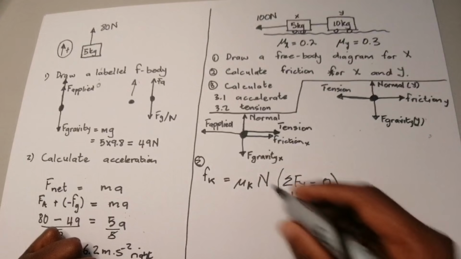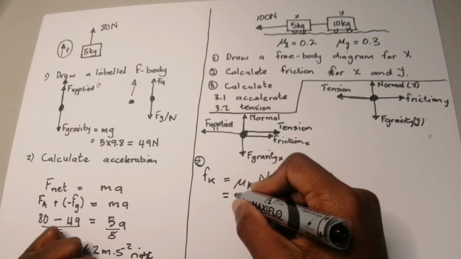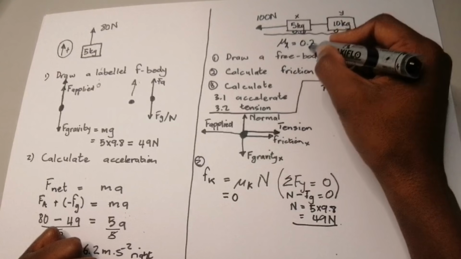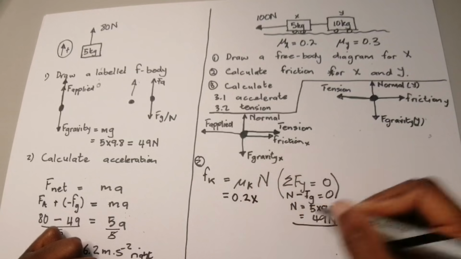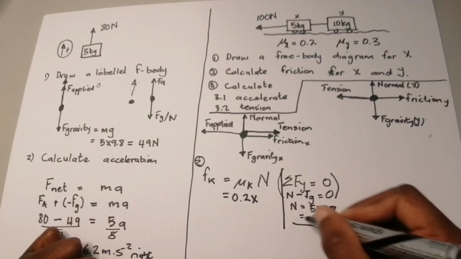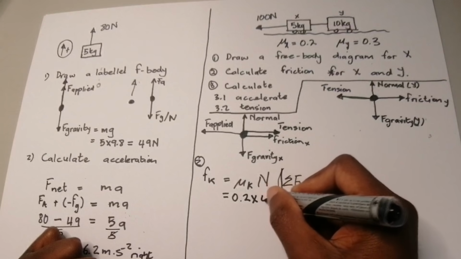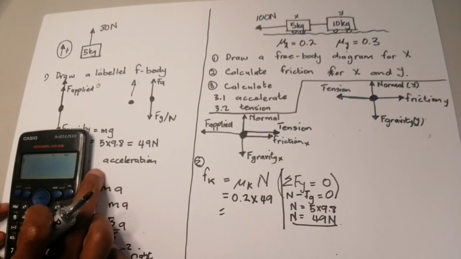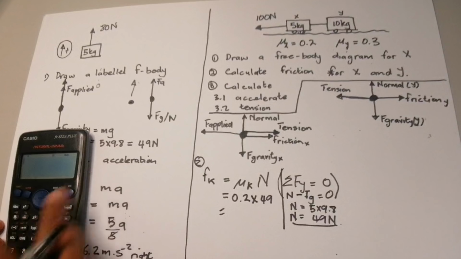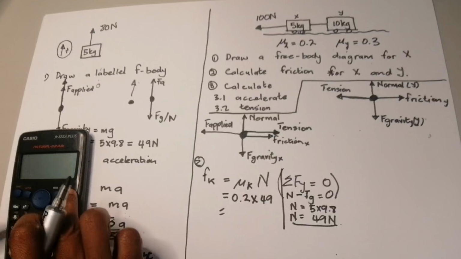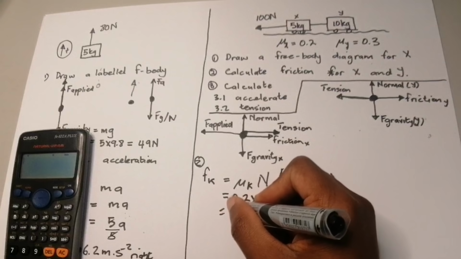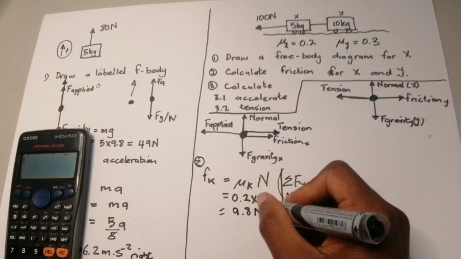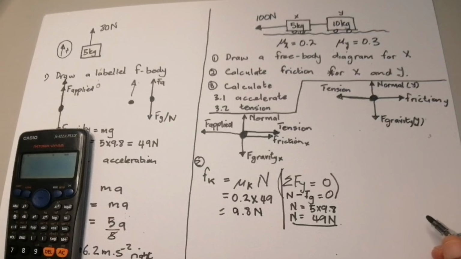So essentially, the value for friction is simply going to be the coefficient of friction of X, which is 0.2, multiplied by the normal force. We calculated the normal force to be 49, so we say 0.2 multiplied by 49. Oh no, it was 0.2 times 98, so we get a value here of 9.8 newtons. Please don't mistake this for the 9.8 of gravitational acceleration. This 9.8 newtons is just the friction acting on this guy here.